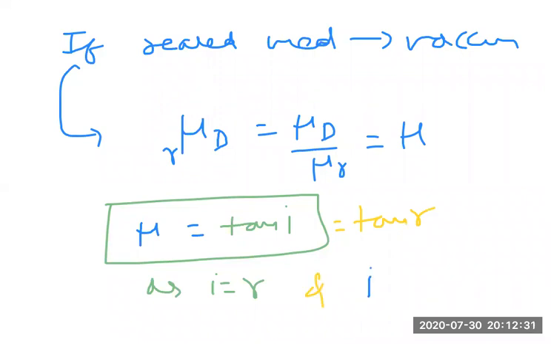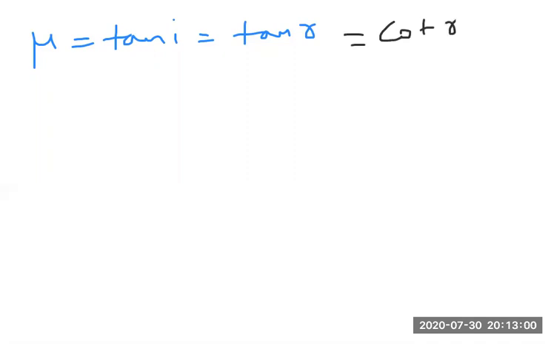And I is equal to 90 minus r dash. If I substitute tan of 90 minus r dash, I will get cot r dash. So now I got different forms for mu. Mu I can write as tan I, or I can write as tan r, or I can write as cot r dash.